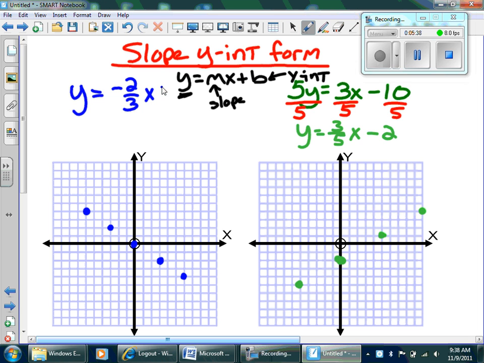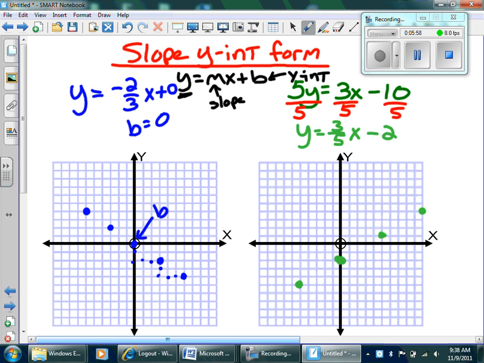Okay, notice on the blue one I haven't drawn my line yet, but my y-intercept, my b, was 0. Why? Because there's nothing added to the end of the equation. So b is 0. That means my y-intercept is at the origin. I plotted the point at the origin. It's right there. Then my slope was -2 over 3, so I went down 1, 2, over 1, 2, 3. Down 2, right 1, 2, 3.